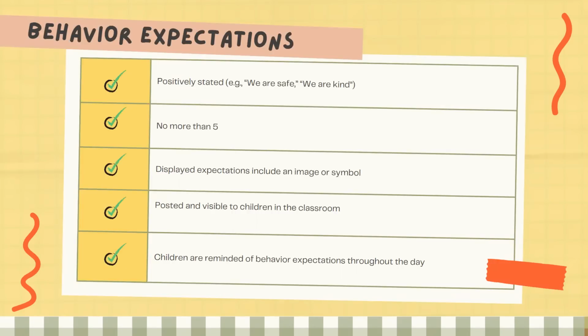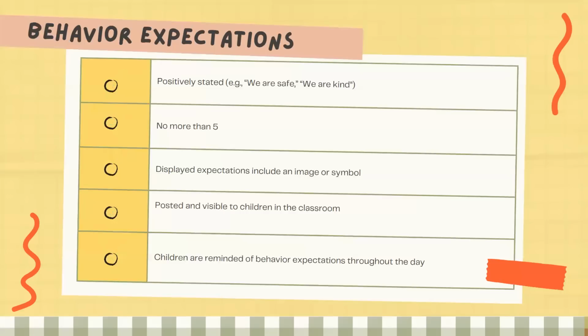In the next few slides, we're going to be discussing behavior and rule expectations. And you will notice some overlapping themes as we go through the checklist. One important thing to note is children and families should be involved in the creation of rules and expectations. There should also be intentional teaching about them, along with reference of them throughout the day.